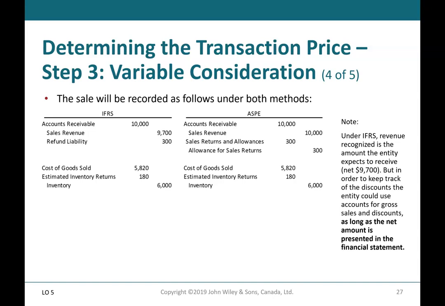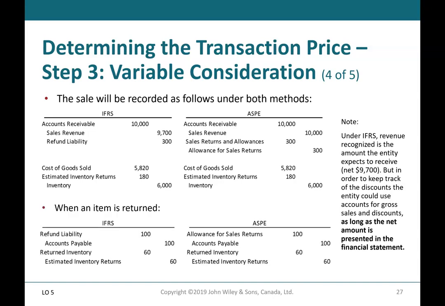Note, under IFRS, revenue recognized is the amount the entity expects to receive, net $9,700. But in order to keep track of the discounts, the entity could use accounts for gross sales and discounts, as long as the net amount is presented in the financial statements.